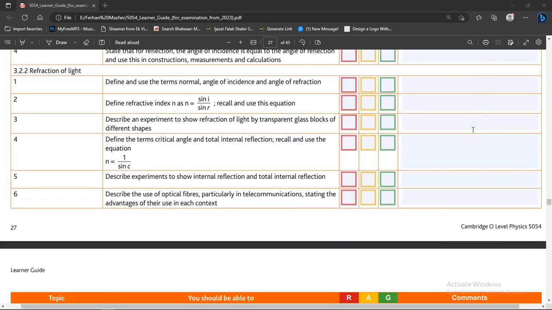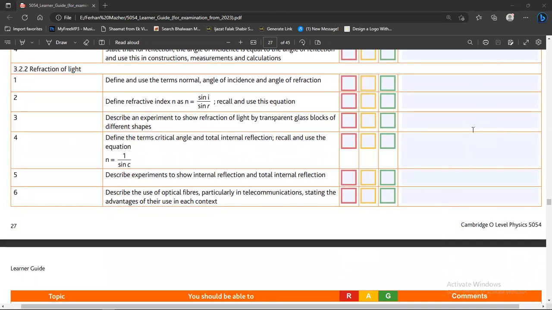The next topic is refraction of light. Define and use the terms normal, angle of incidence, and angle of refraction. Define refractive index, which is represented with the small n, as n equals the ratio of sine i to sine r. Recall and use this equation. Describe an experiment to show refraction of light by transparent glass blocks of different shapes. Define the terms critical angle and total internal reflection.